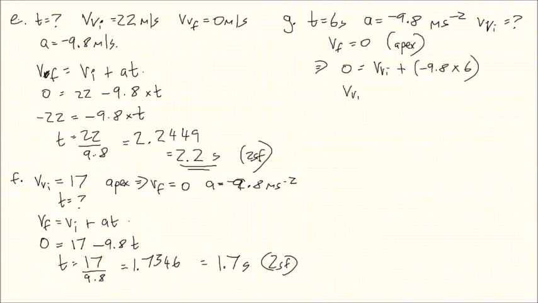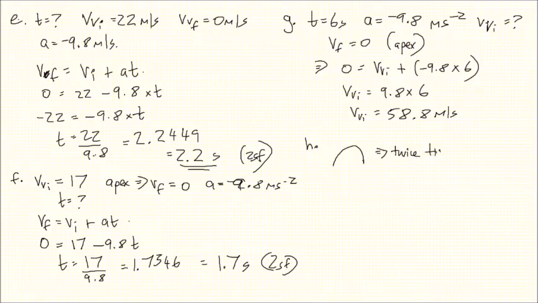So again, we use VF equals VI plus AT. We substitute in 0 equals VI plus brackets negative 9.8 times 6. We simplify and rearrange and solve and get 58.8, which I should have rounded to 59 meters per second, in fact. H, how long will an object be in the air if it has an initial vertical velocity of 65 meters per second and lands at the same height that it was launched?